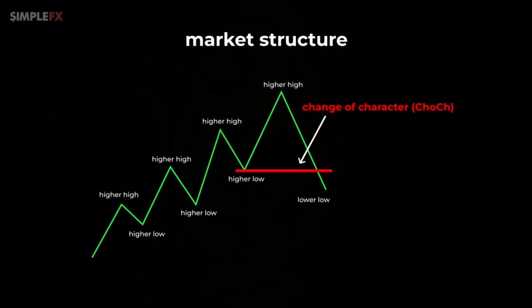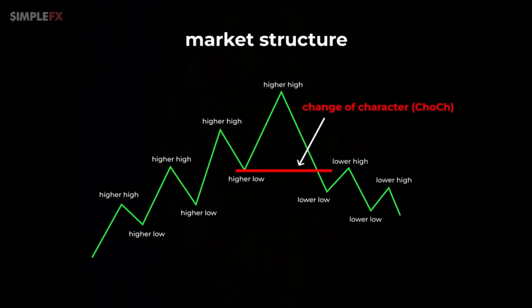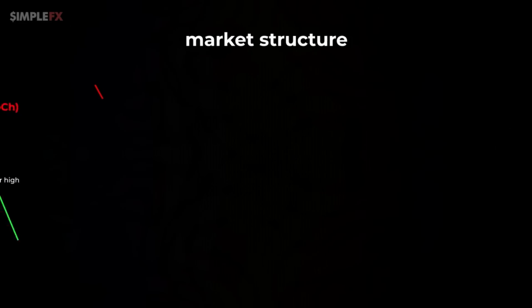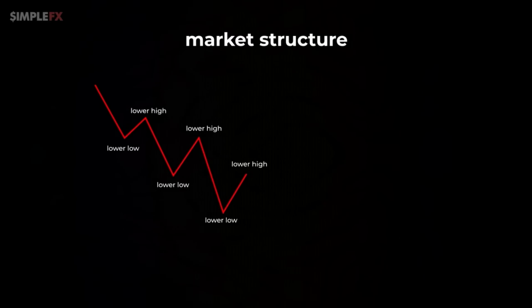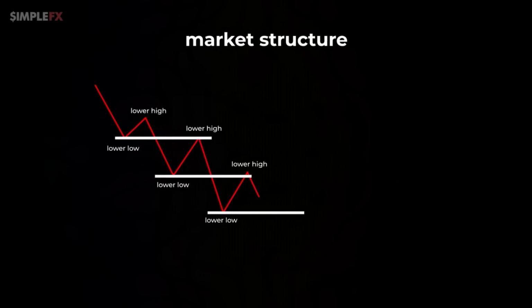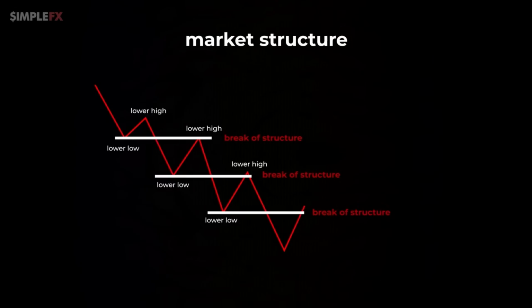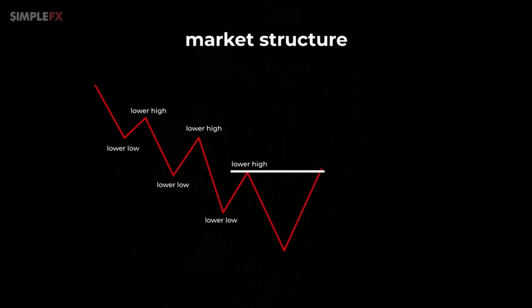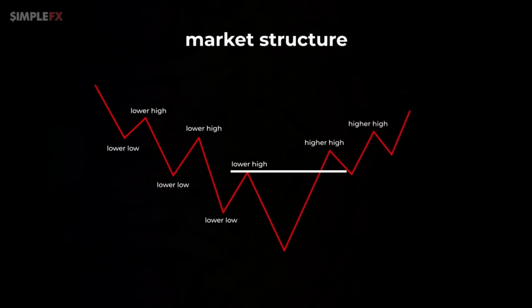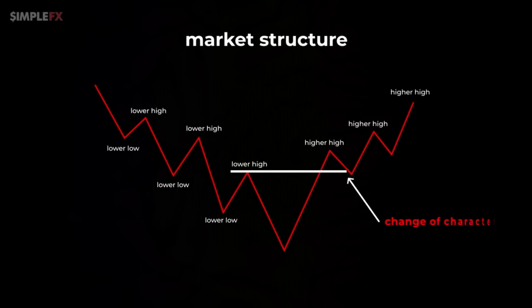Why? Because it shifts the character of the market from an uptrend structure to a downtrend structure, and the cycle repeats itself. During a downtrend, the price forms lower highs and lower lows. When the previous lows are broken, this is now referred to as a break of structure. In the future, if the price breaks the previous highs and forms higher highs during this downtrend, that's called a change of character, because the price shifts from a downtrend structure to an uptrend structure. So, that was a quick overview of what a break of structure and change of character are.